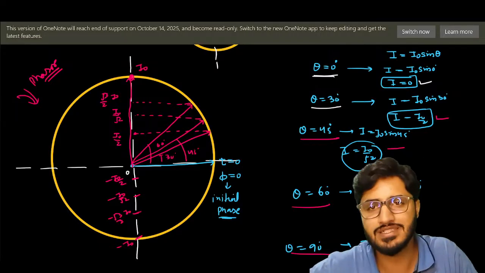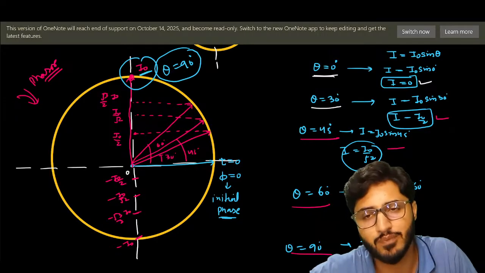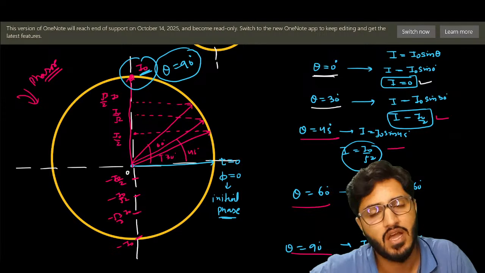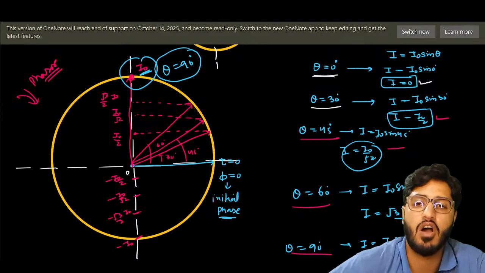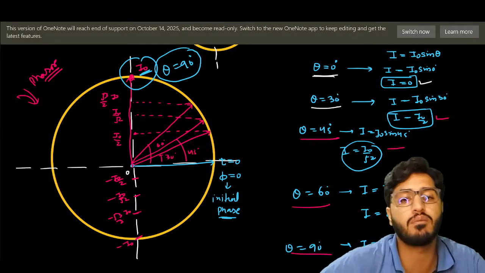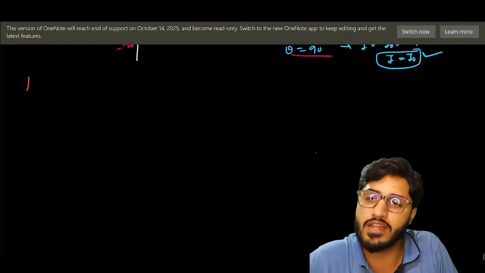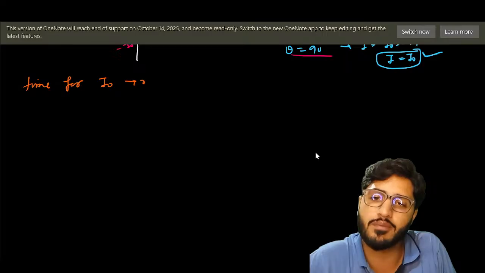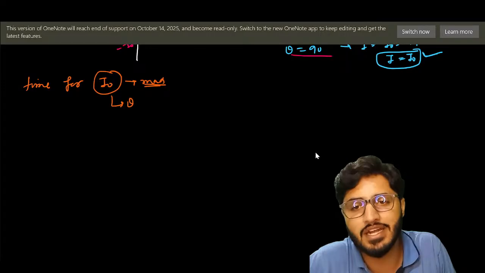Look, you can see now, when theta is 90 degrees, my phasor is at the highest point. But what is the timing? If somebody asks you, tell me the time for your phasor to reach its maximum value. So if you need to find the time for I naught, the maximum, I naught maximum means theta is 90 degrees, no?